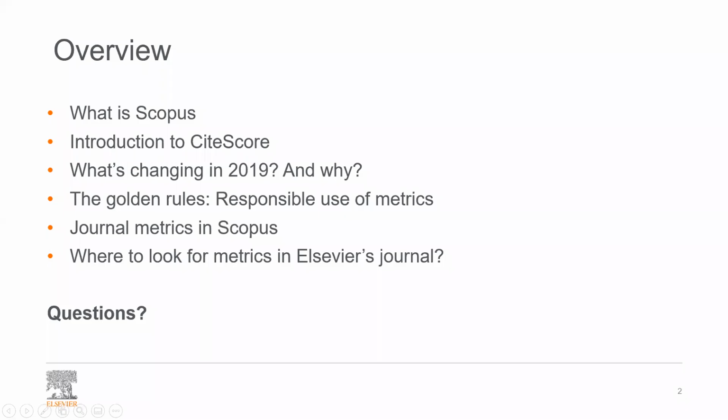So this is the overview of what I'm going to talk about today, right? So what is Scopus? Introduction to CiteScore. What is changing in year 2019 for CiteScore and the reason behind why we are changing it? And golden rules of responsible use of metrics. I will also show you the journal metrics in Scopus and where to look for metrics in Elsevier journals, right?